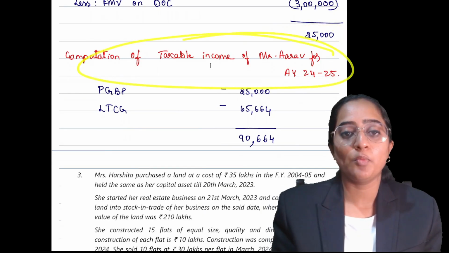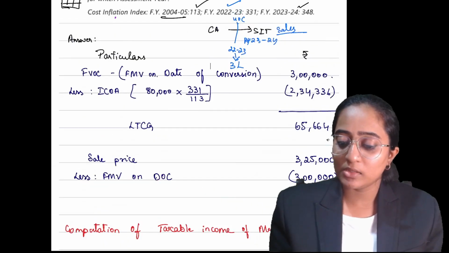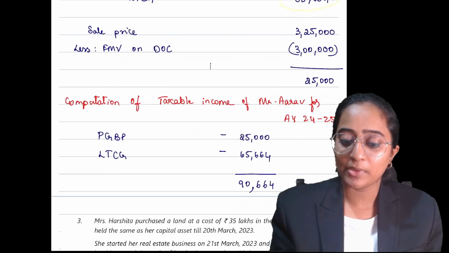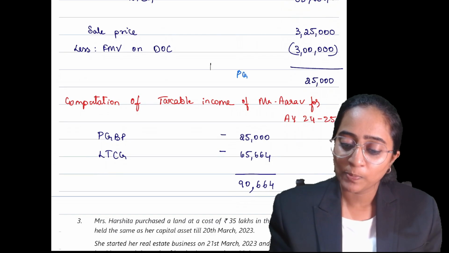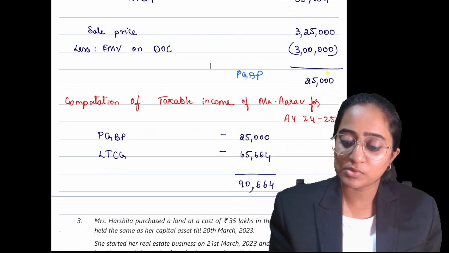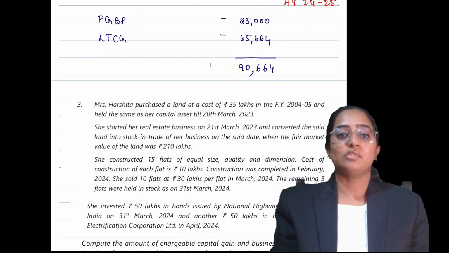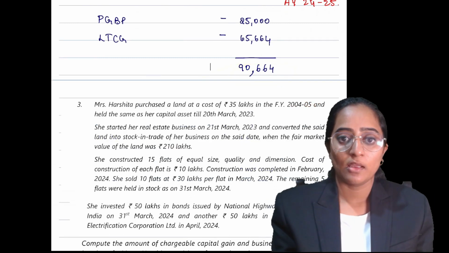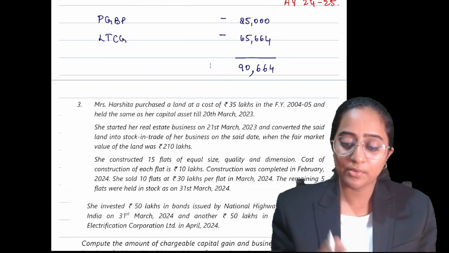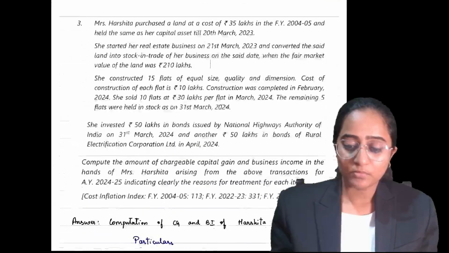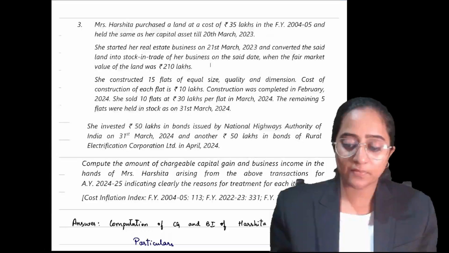Computation of taxable income of Mr. Aarav. The total of this under long-term capital gain and this under PGBP is going to be 25,000 plus 65,664. The total is going to be 90,664. Clear? Everyone? Okay. Let's move forward with the next question.